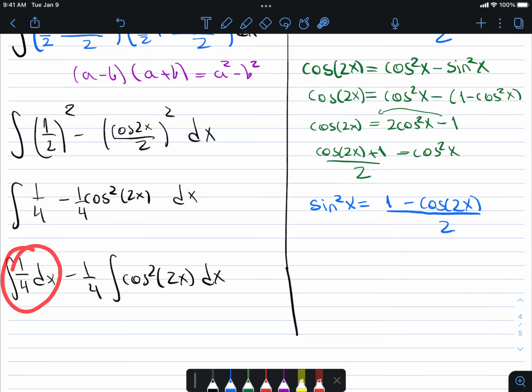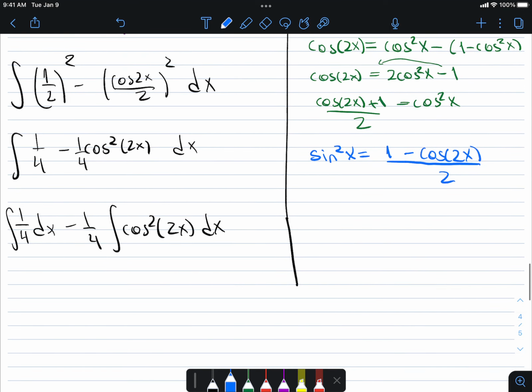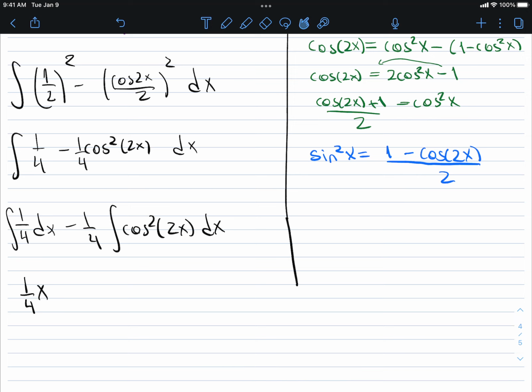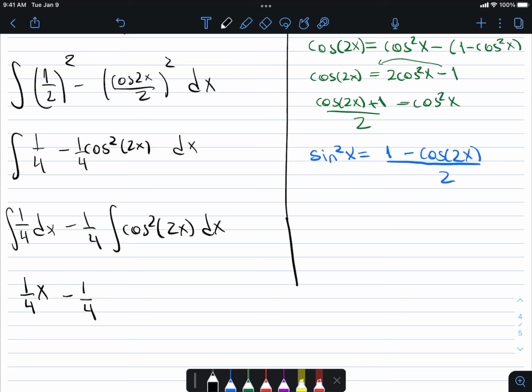This first integral is pretty simple, pretty easy to solve. The integral of 1/4 dx is just 1/4 of x. If you differentiate this, you can easily see that the result will be 1/4, and then plus 1/4. And now we have another problem, which is the fact that this is another even power.